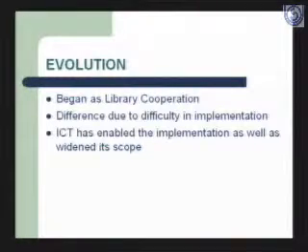Now, how did it start and how did it take shape later on? That is what is to be discussed when we talk of the evolution of resource sharing. And if you see this slide, we have just shown you here that it began as library cooperation. It was a little difficult to implement initially, but ICT has enabled the implementation as well as widened its scope. So library cooperation that existed earlier was a very primitive form of resource sharing.